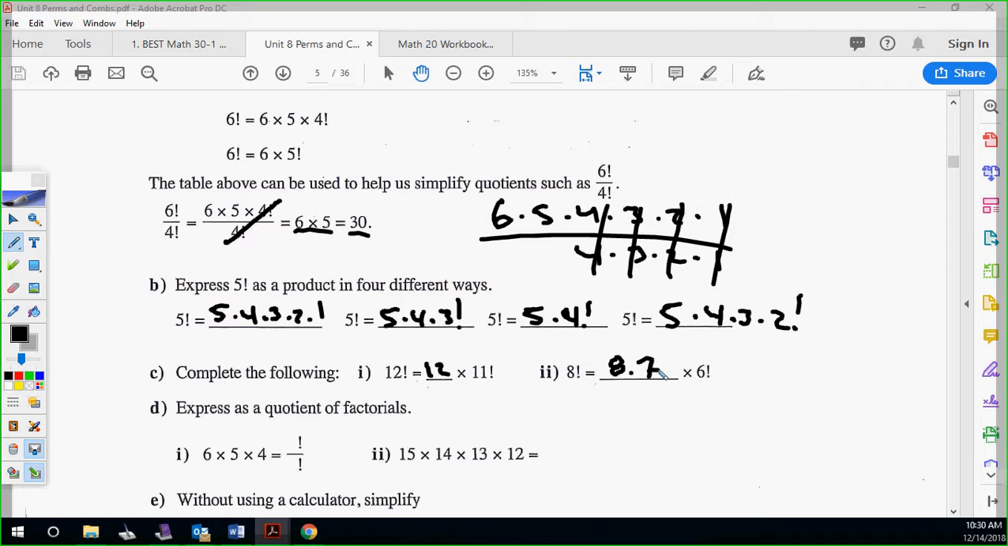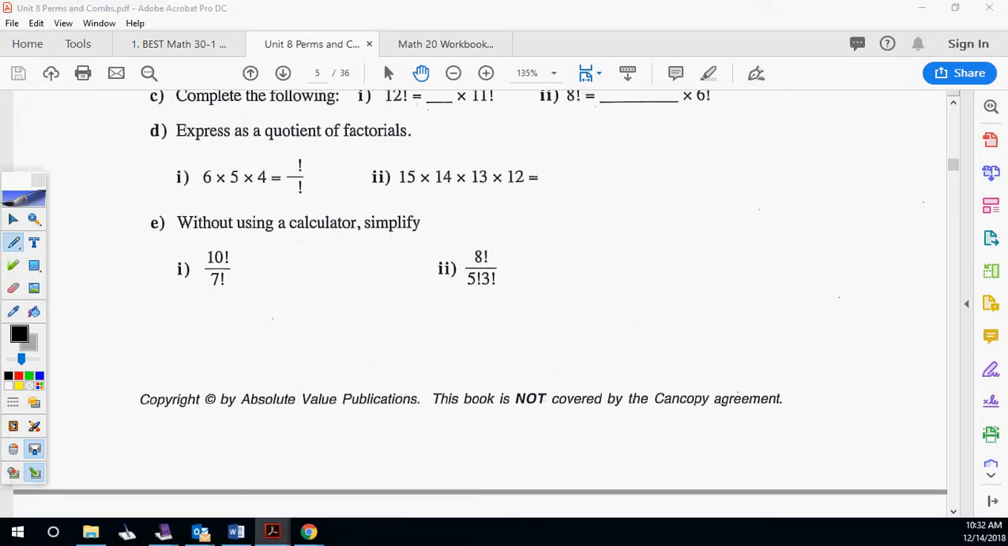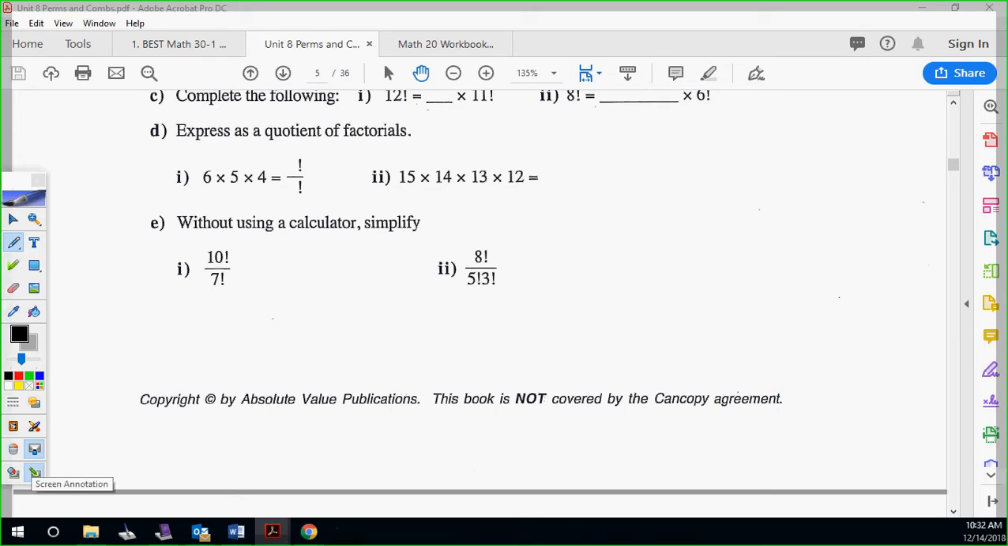Okay, all right, let's go ahead and do the bottom part here. Express the quotient of factorials, 6 times 5 times 4. They want you to write it as a quotient. So what they're saying is, if you have 6 and 5 times 4 left, what canceled? 3. Yeah, the 3, because the 4 is still there. 6 factorial over 3 factorial is the same thing. Does that make sense?